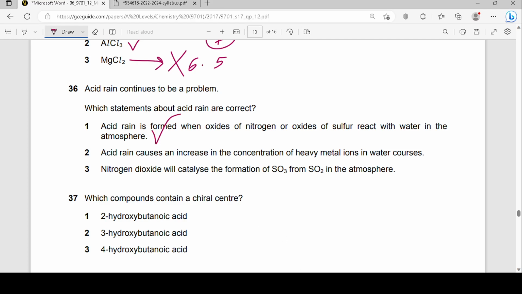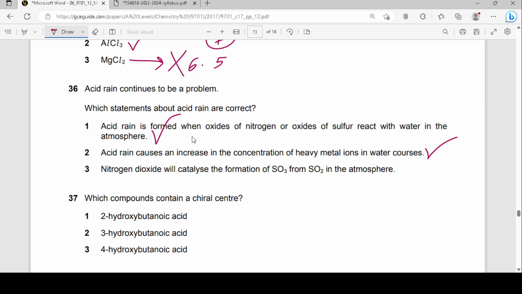Next, acid rain causes an increase in the concentration of heavy metal ions in water courses. That's also true because when acid rain occurs, you get leaching, like the washing off of fertilizers from the soil into the nearby water bodies like the lakes, ponds, streams, whatever. So because of that washing off, obviously the heavy metal ion concentration in those water bodies increases. Yeah, that's right.